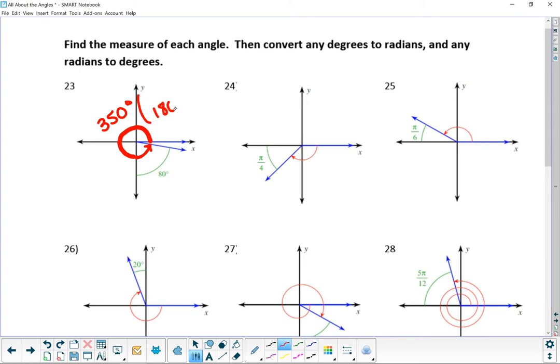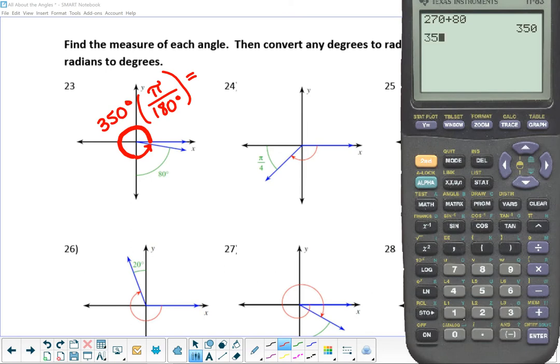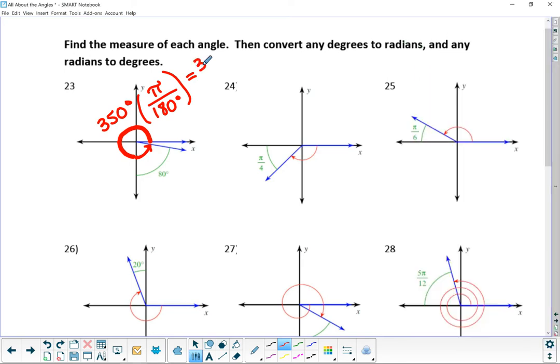Okay, and 350 degrees, I'm going to convert that to radians. So I'm going to use 180 degrees on the bottom and pi on top. And I'm going to utilize my calculator. So 350 divided by 180 makes 1.9444. Convert that over to a fraction, and that's 35 over 18. So I'm going to write down 35 pi over 18. That's my radian. So 350 degrees converted over is going to be 35 pi over 18. Okay, let's look at the next one.